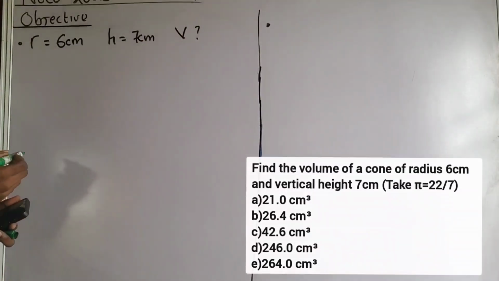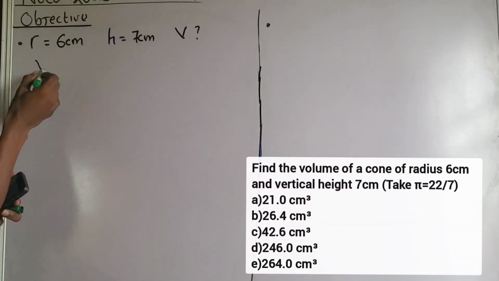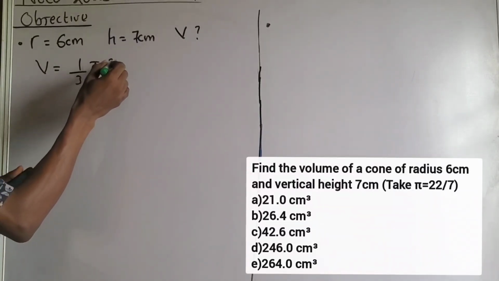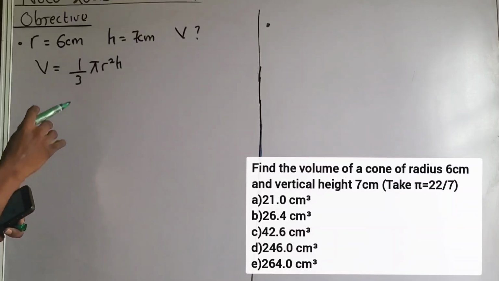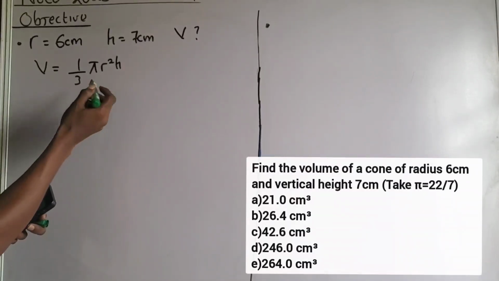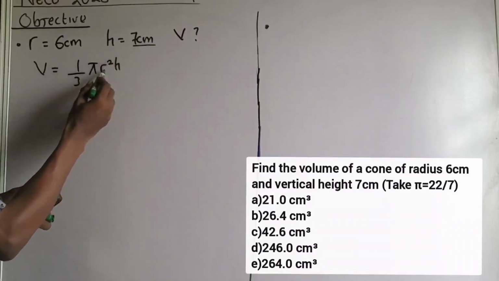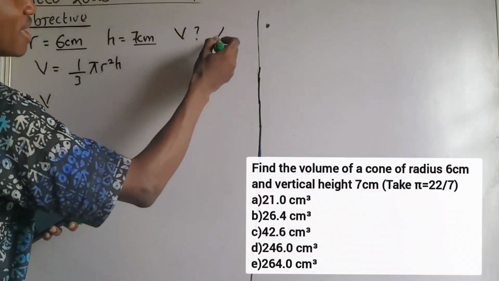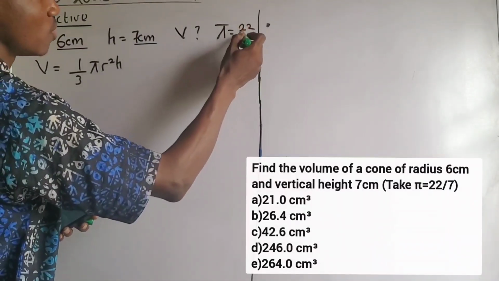The formula for the volume of a cone is equals to 1/3 pi r square h. Are you getting it? This is the formula that you can use to find the volume of a cone. And since you have been given the height as 7 centimeter and the radius as 6 centimeter, and pi has been given as 22/7, all you need now is to substitute.